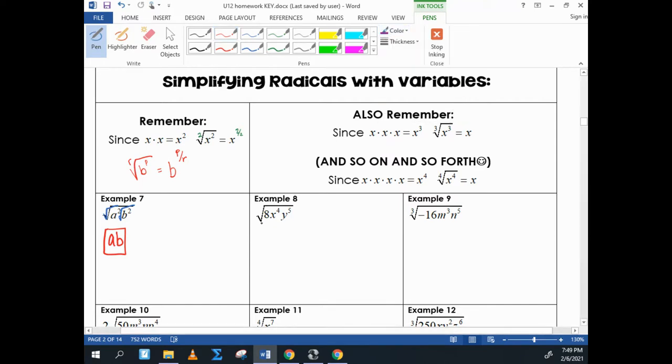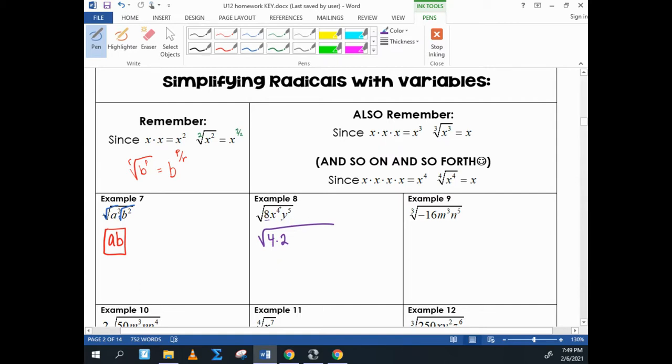All right, let's try another one. Now this one, we're going to have to take a few products. We're going to make this into lots of products. Now remember, let's go back and remember our numbers. 8 is not a perfect square. I cannot take the square root of 8. But I can write 8 as 4 times 2. Being that 4 is a perfect square, that's going to help me simplify that.